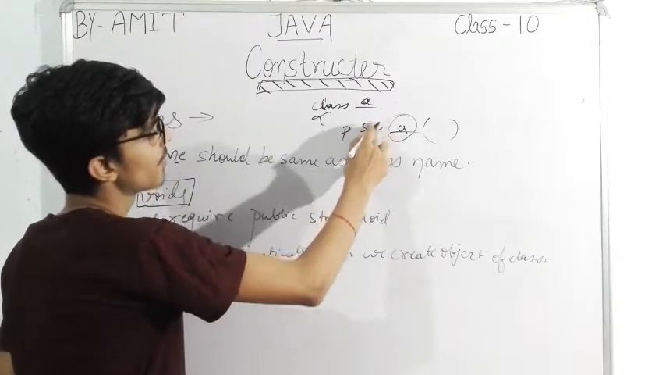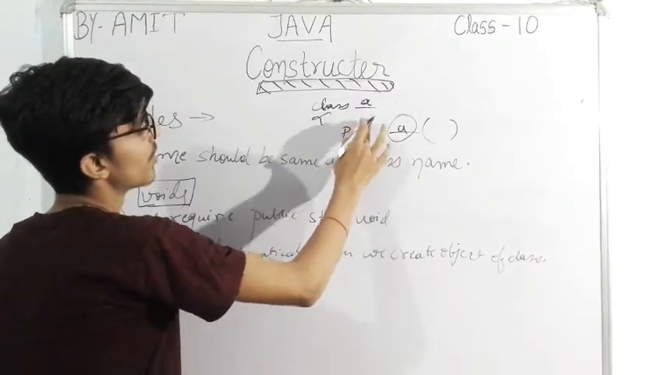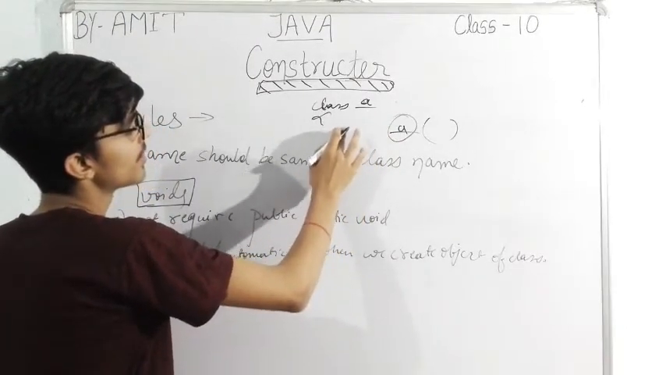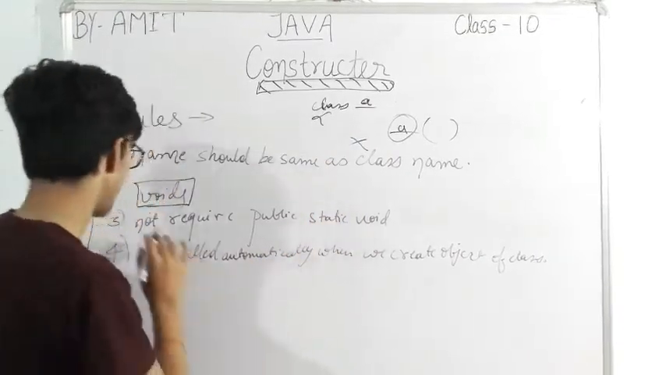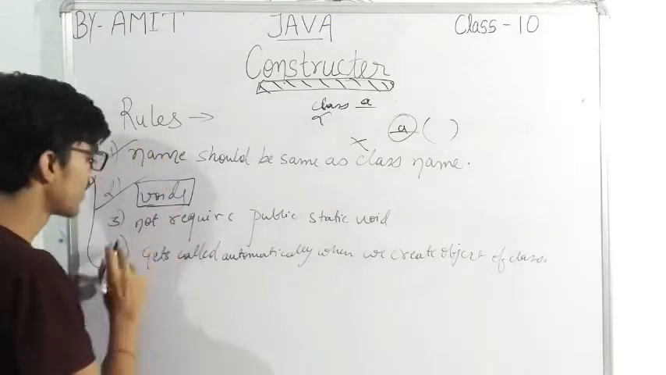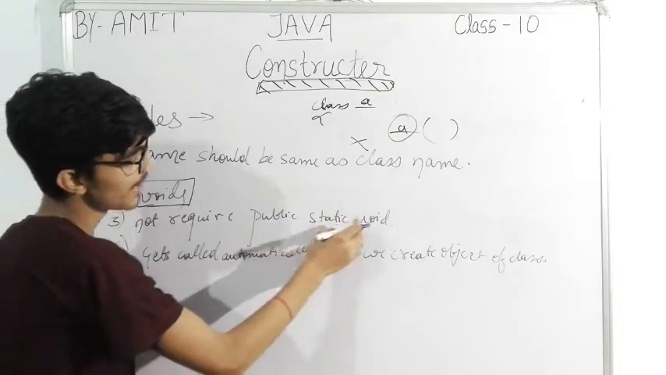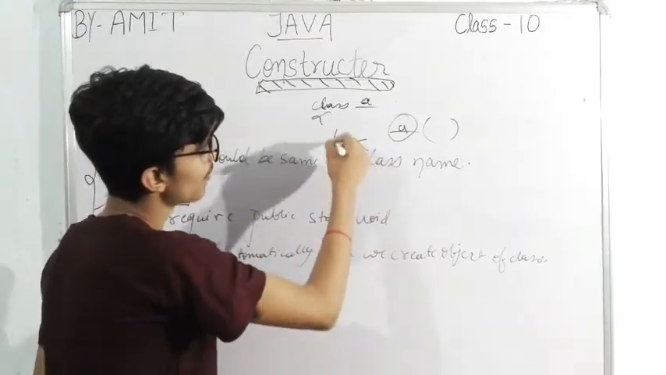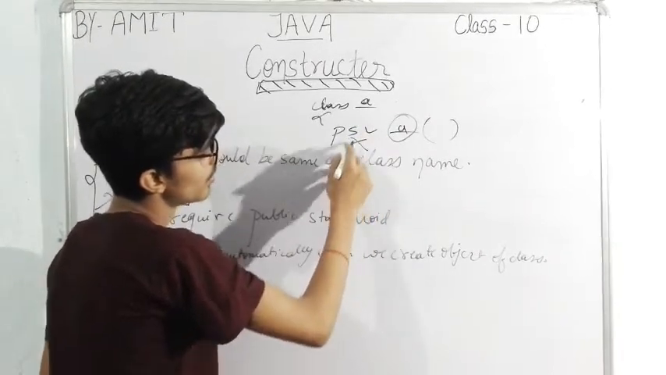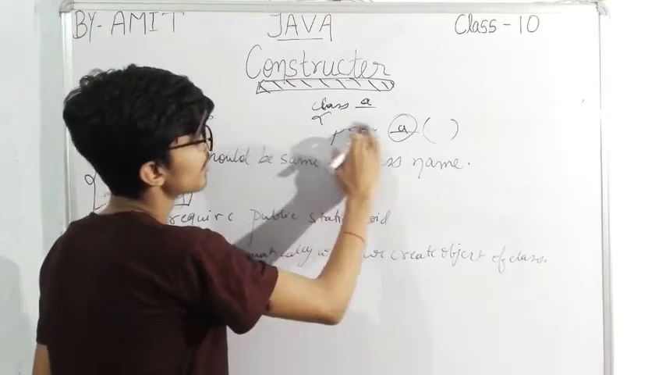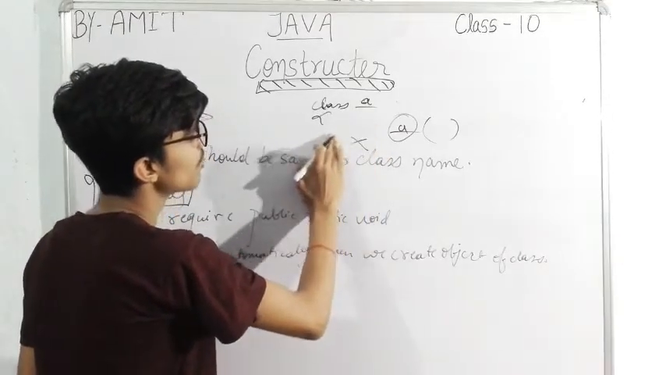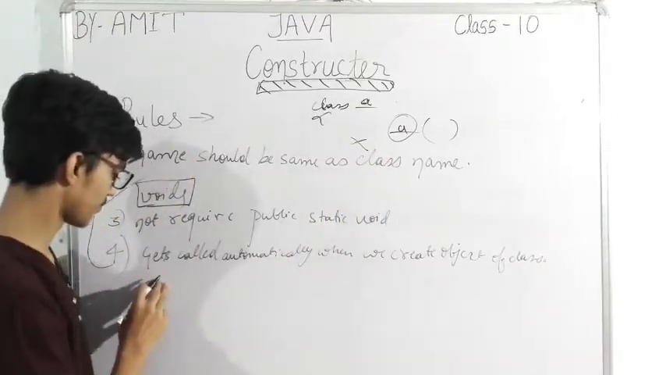A constructor does not have any output, so we don't write void. Third, public static void is not required. Before, I removed this public static void which was written here, because we do not require this in a constructor.